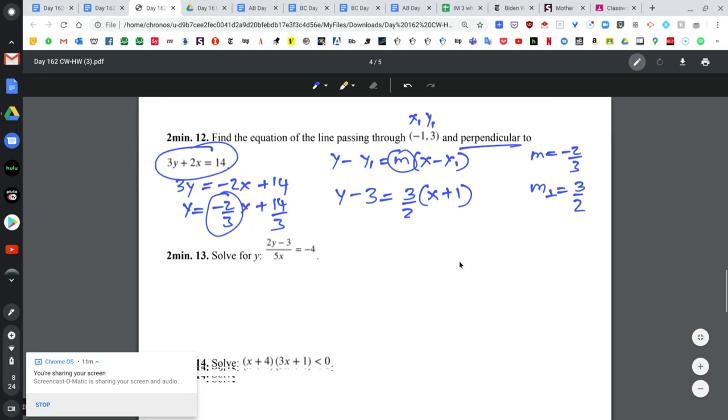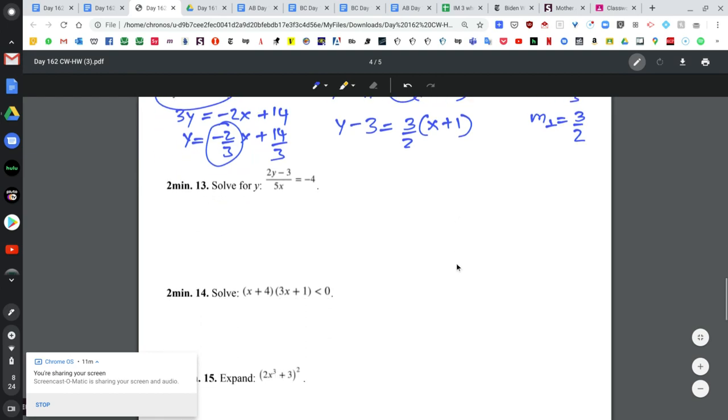Okay, look over the video again. Okay, we'll do 13 together. It says solve for y. You can treat this like a rational equation again. Put a 1 underneath. So you have two methods right now. You can either cross multiply or clear the fraction. See if you can finish it yourselves.